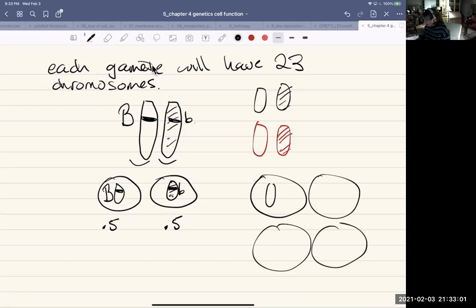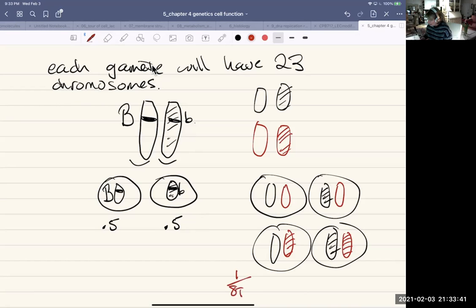You could get this one and this one, or this one and that one, or this one and that one. So there you've got 4 different possibilities of gametes, 4 different combinations of those 2 chromosomes. And it turns out that for you to get the exact combination of chromosomes that you got from your mom, that's 1 in 8 trillion.